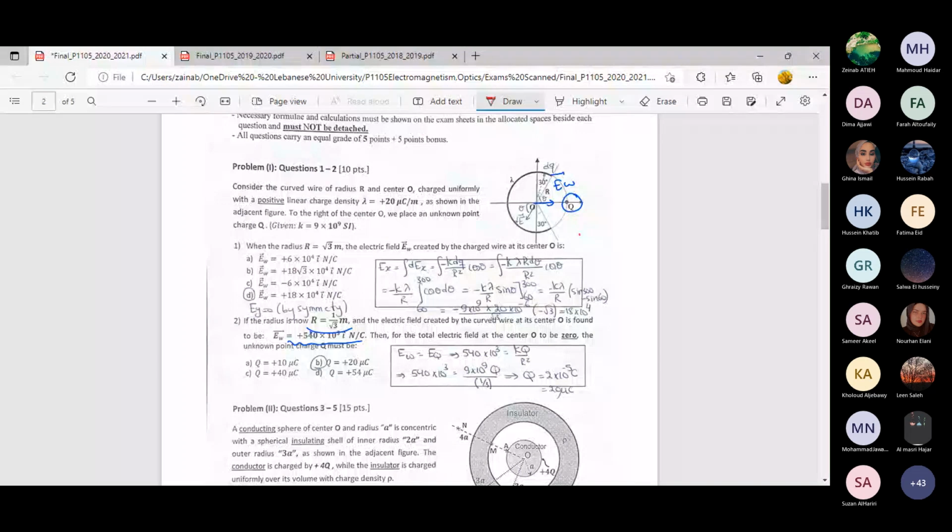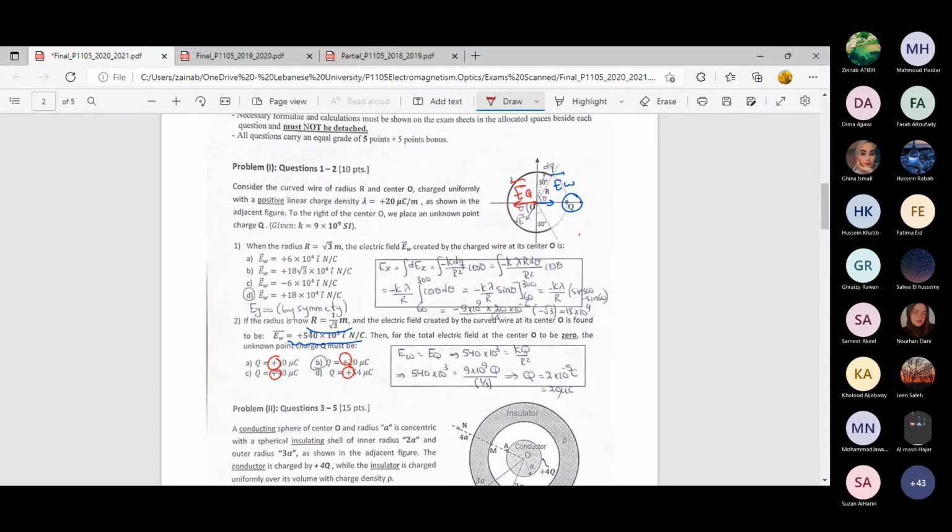To get a zero electric field, the electric field created by Q must be directed to the left, like this. So this is EQ. It must be to the left. I'm talking about point O. I'm finding the electric field at point O. Q must be positive. Why? Because EQ, the electric field generated by Q, is directed away from Q. Away from Q means Q is positive. So as you can see, all the options here are positive. This is the first indication.